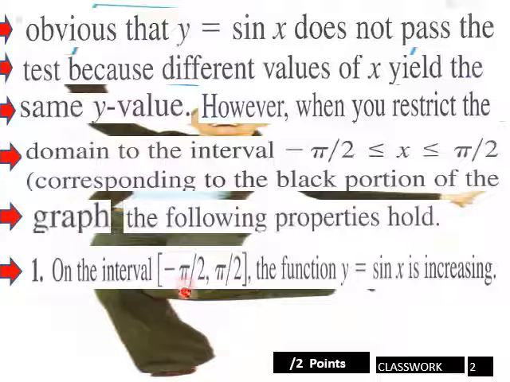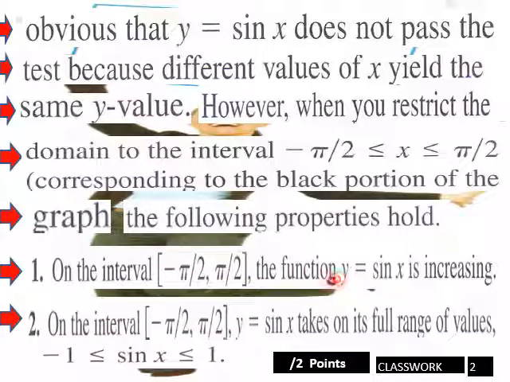On the interval negative pi over 2 to pi over 2, the function y equals sine x is increasing, and on this interval, y equals sine x takes on its full range of values. So negative 1 is less than or equal to sine x is less than or equal to 1. So that'd be the full range of its values there.